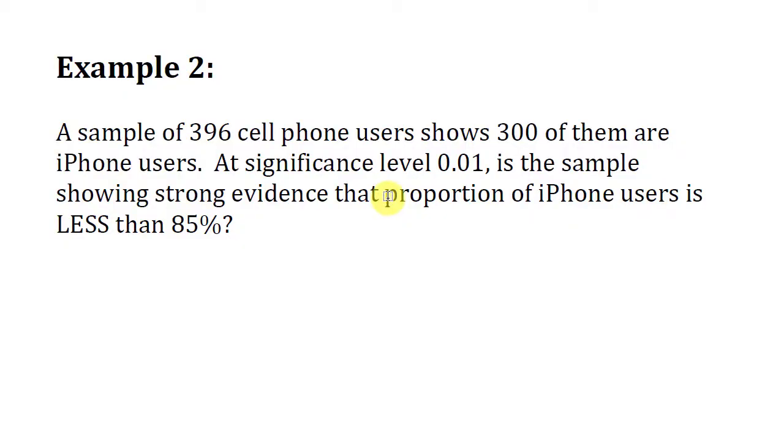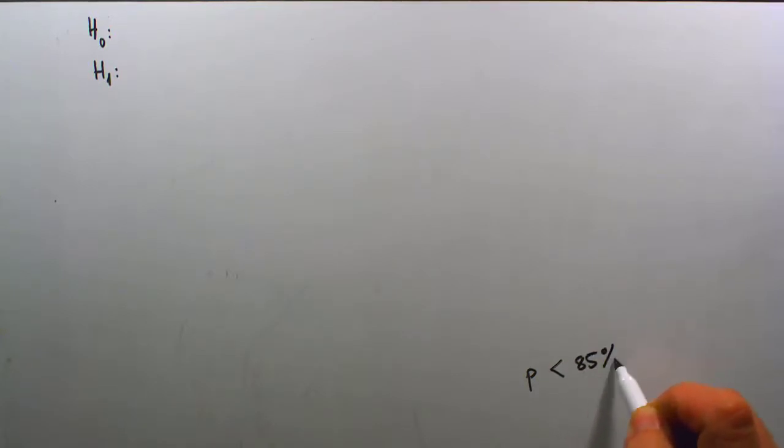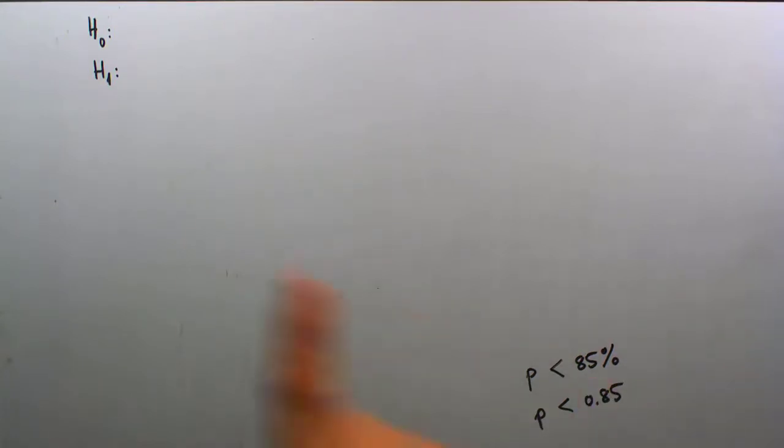immediately on the computer screen, if we're looking at this statement right here, proportion of iPhone users is less than 85%. This is what we are trying to prove. And so that means, symbolically speaking, we're trying to prove that our population proportion value of iPhone users is less than 85%. And formally, in decimal, we're having a statement saying proportion of iPhone users is less than 0.85. And this is going to be placed into our alternative hypothesis.